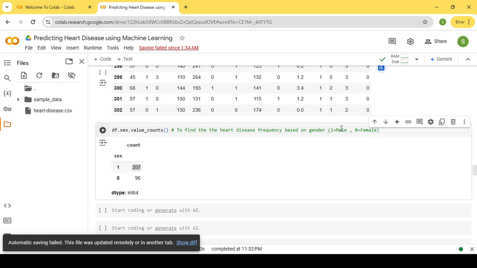So we have accessed the sex feature, or gender feature, within our data frame by using df.sex, and then we try to find the value counts, which has returned showing how many males and females are in the data set we have.